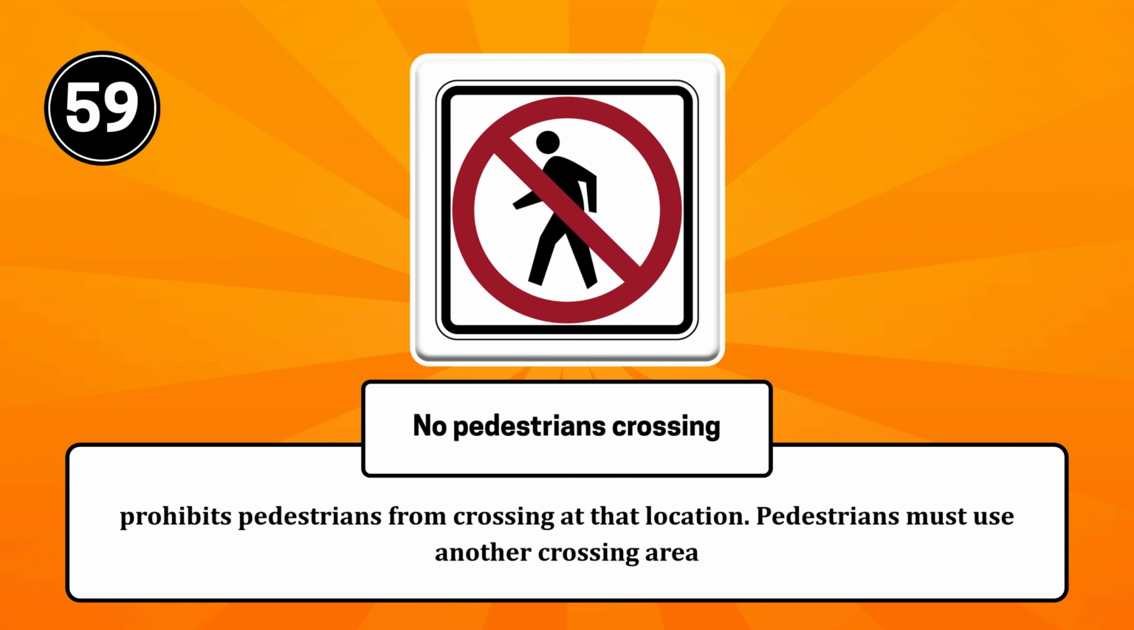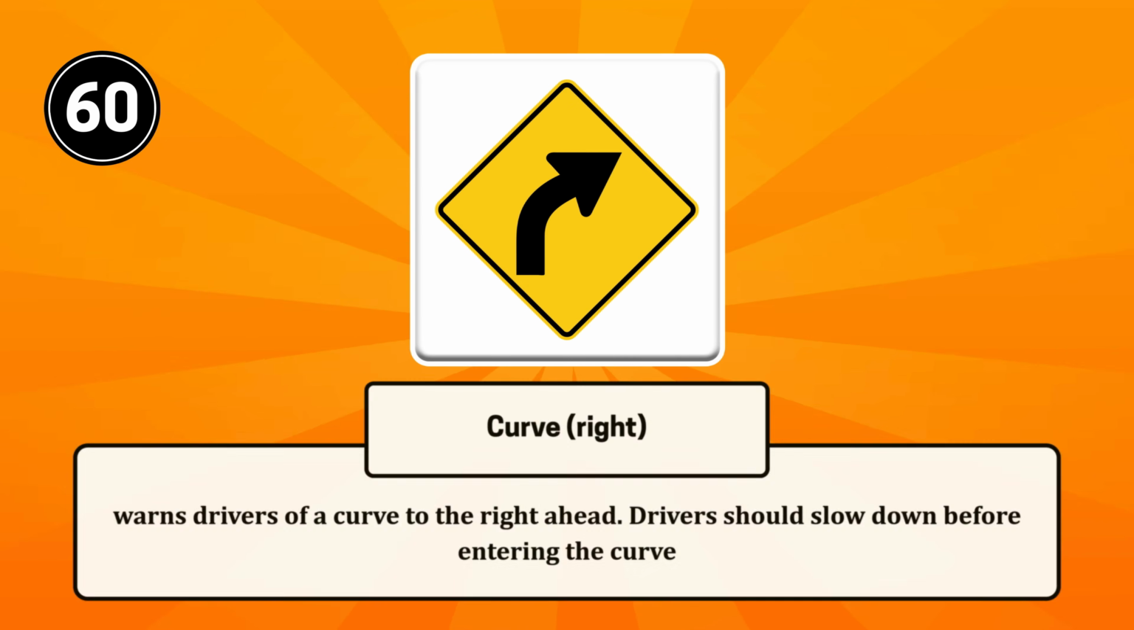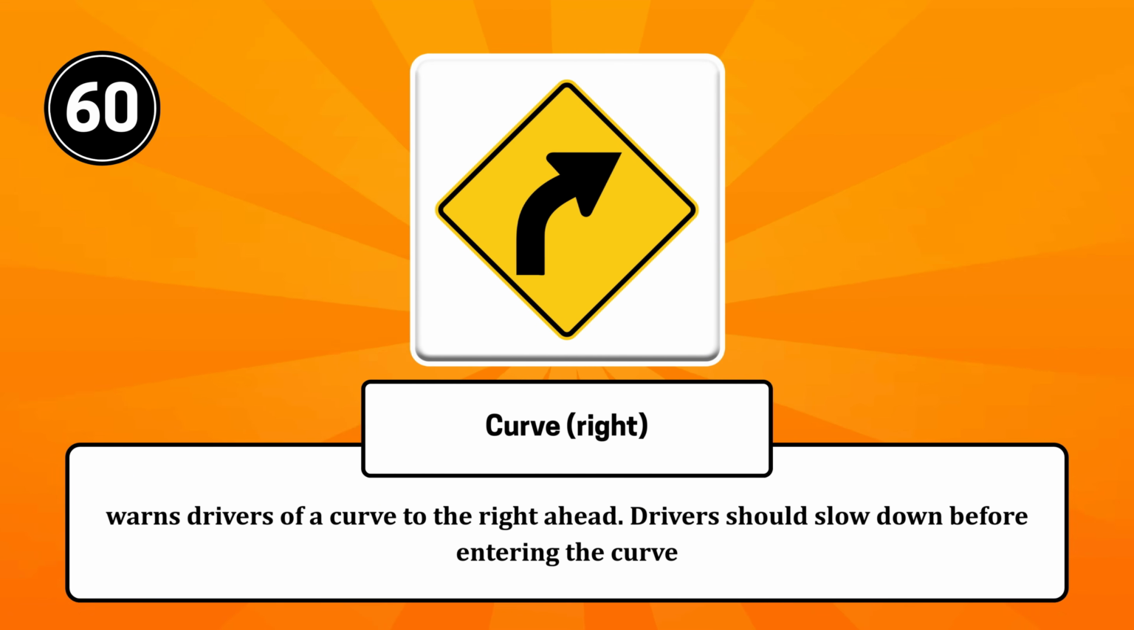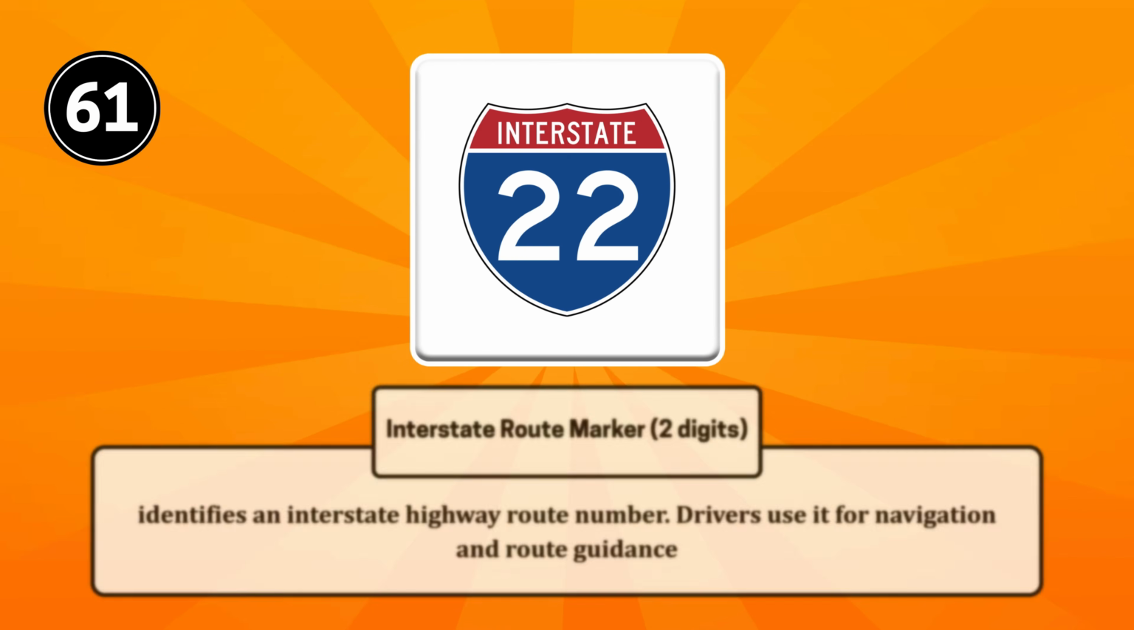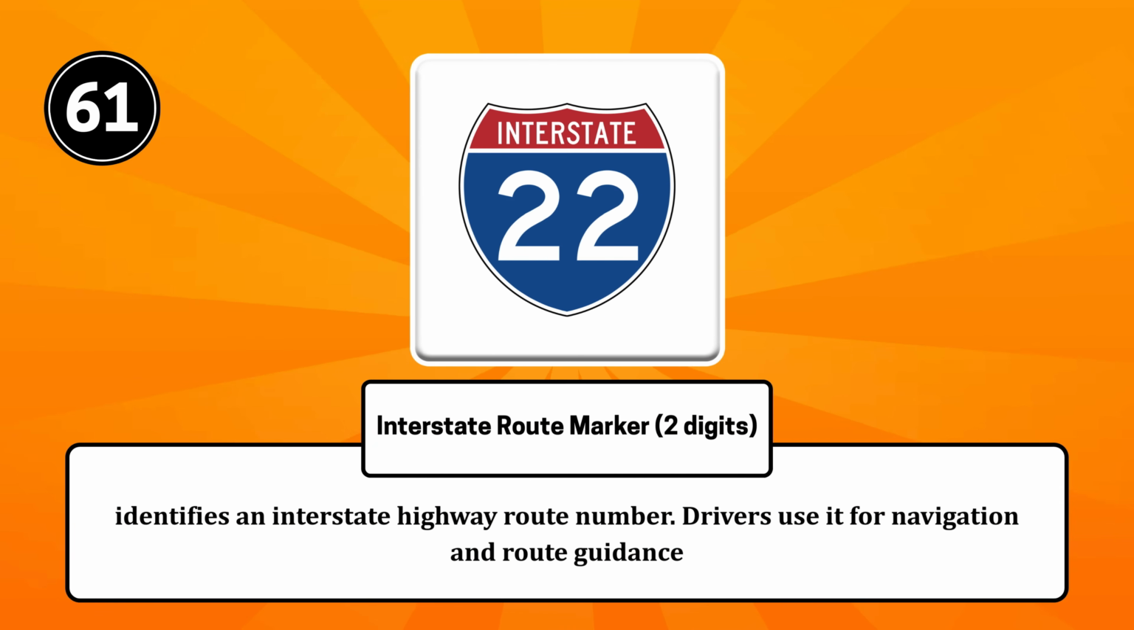The No Pedestrians Crossing sign prohibits pedestrians from crossing at that location. Pedestrians must use another crossing area. The Curve Right sign warns drivers of a curve to the right ahead. Drivers should slow down before entering the curve. The interstate route marker identifies an interstate highway route number. Drivers use it for navigation and route guidance.